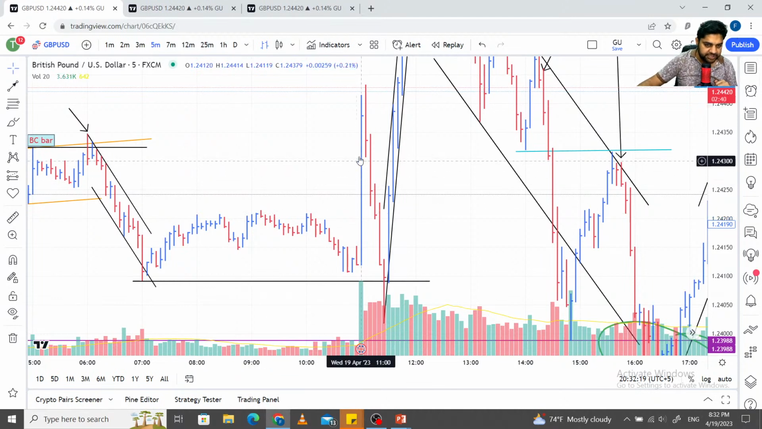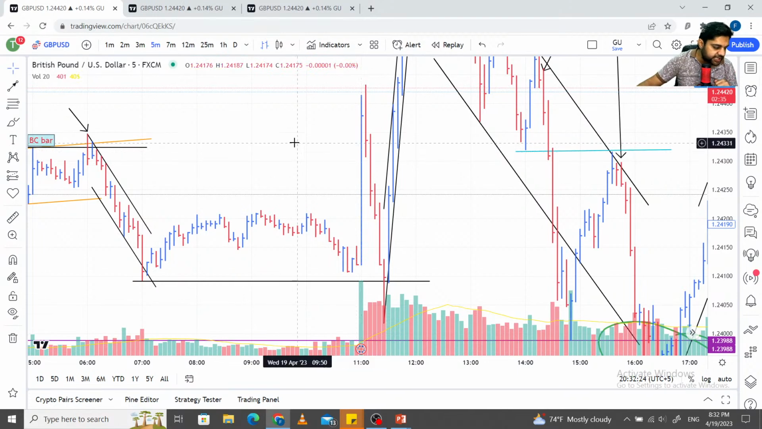Inderjit ji is saying this happens in news. Yes, this is news. Inderjit ji, actually this is the news. This is the news by, this is GDP M by M.